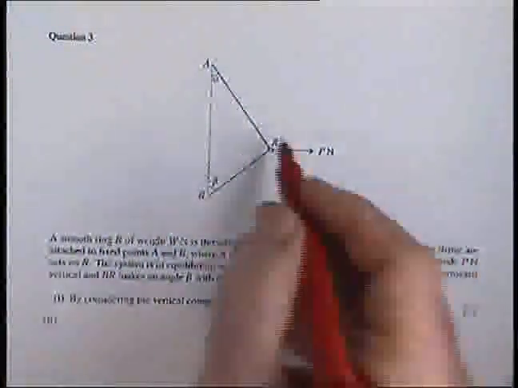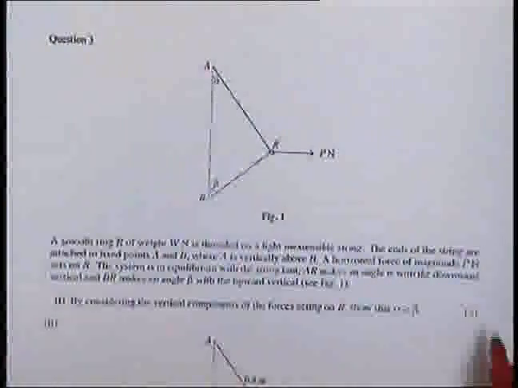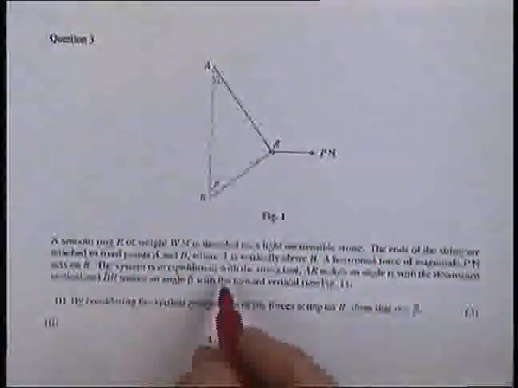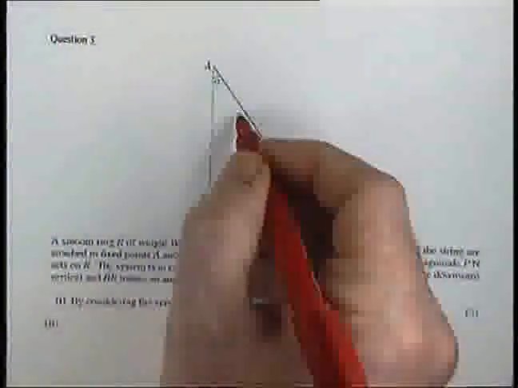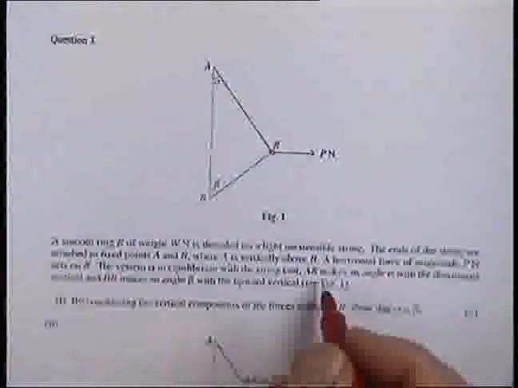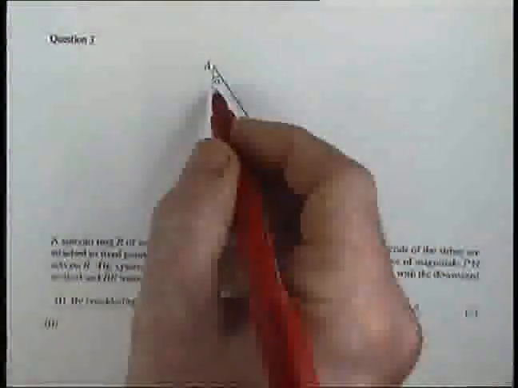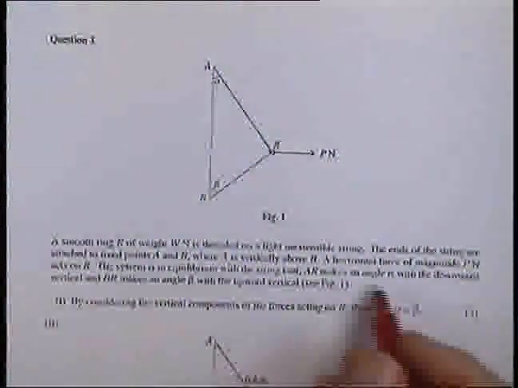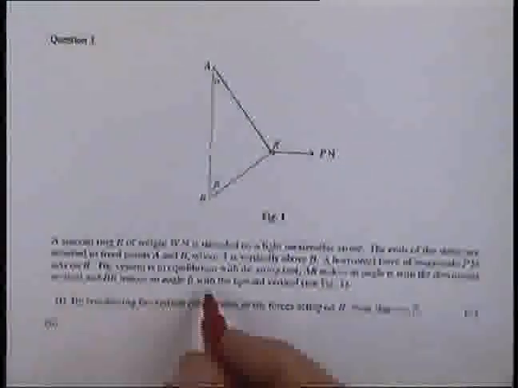a horizontal force of magnitude P newtons acts on the ring R. The system is in equilibrium with the string taut, so again it's tight, which means the tension in the string is the same throughout, which will be important later. AR makes an angle alpha with the downward vertical, and BR makes an angle beta with the upward vertical. And again, the diagram is given to us here.